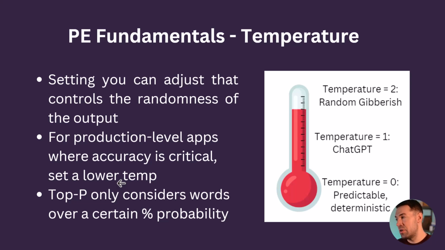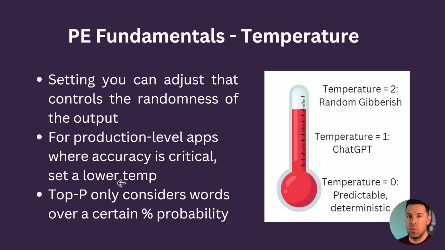You can increase the randomness by increasing the temperature. Although if you go all the way up to level 2, what you'll find is it's the extreme. It's just random gibberish. It's so random. And then if you go all the way down to level 0, it's actually the opposite. It's completely deterministic and predictable. It's always just going to pick what it deems the most probable next word in the sequence.